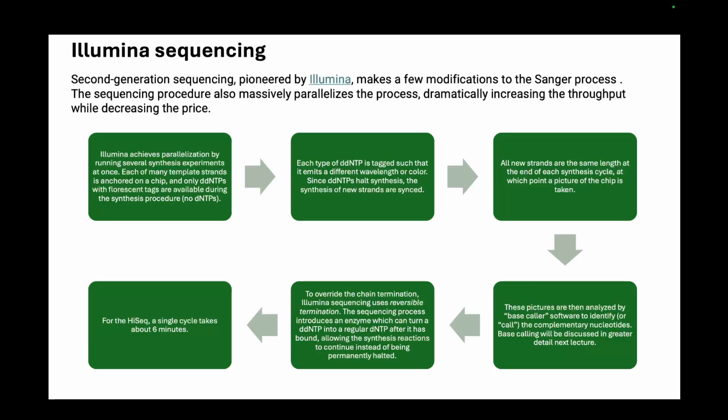Now we come to the most common sequencing technology used today, which is Illumina sequencing. This is the second generation of sequencing, pioneered by Illumina, and it makes a few modifications to the Sanger process.